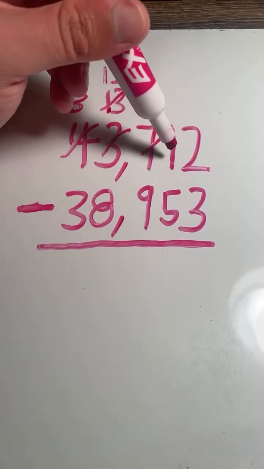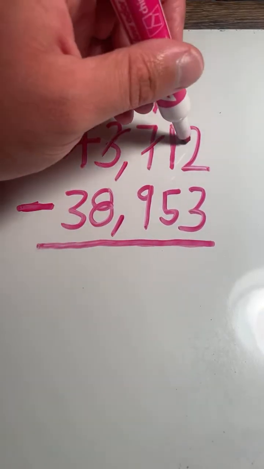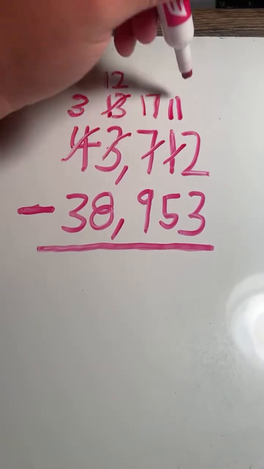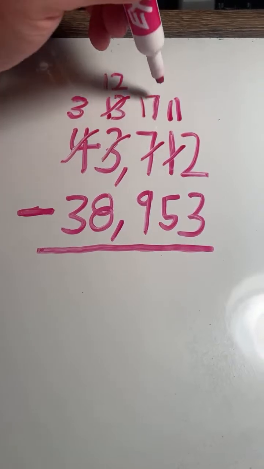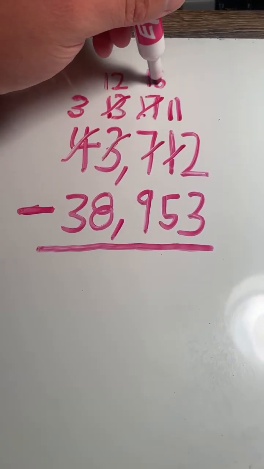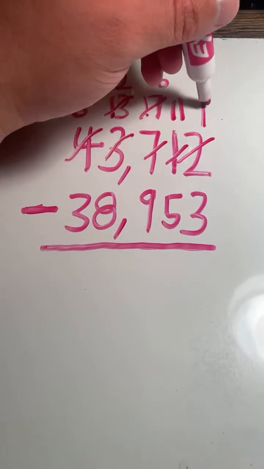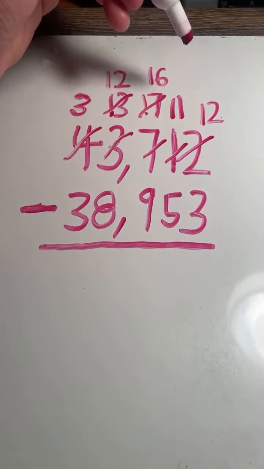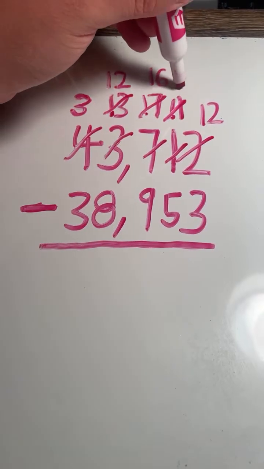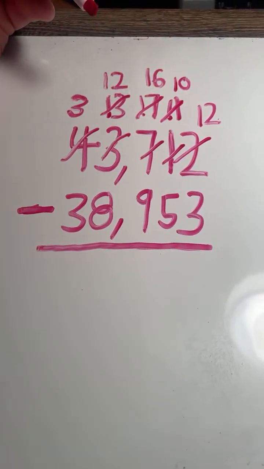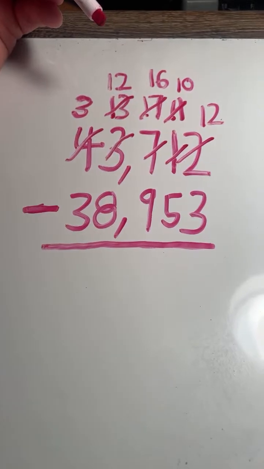You cannot start out with 1 and take away 5. So again, we're adding a 10. That 1's going to become an 11. Then that 17 is going to become a 16. You can't start out with 2 and take away 3. So that 2 becomes a 12. Then we have to take away 1 from the column to the left. The 11 becomes a 10. And now we are ready to subtract.